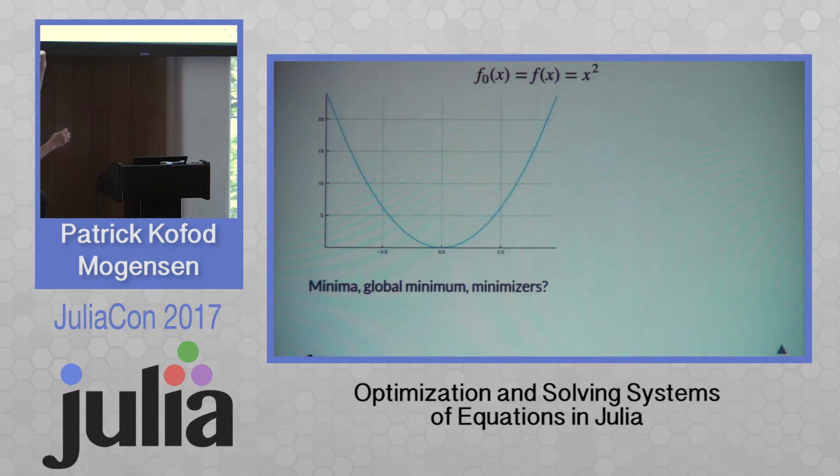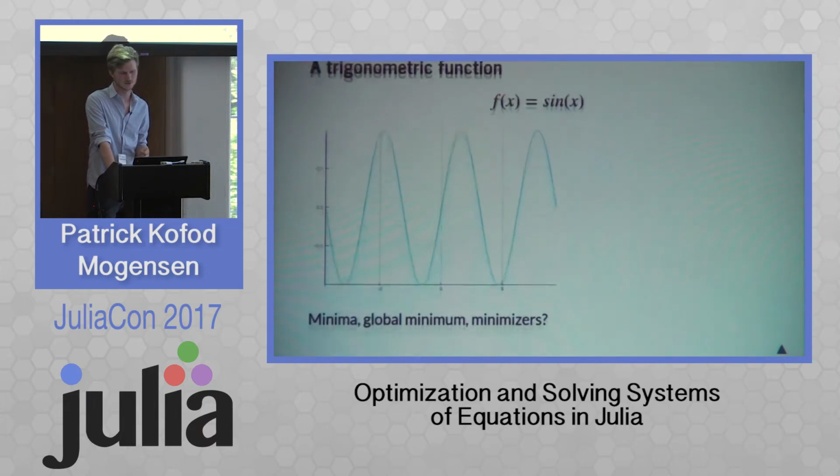And here it's very easy to see that the global minimum is attained at the global minimizer x equal to 0. Okay, so this is a convex function, so we can be certain that there is just one optimal solution, one global solution.